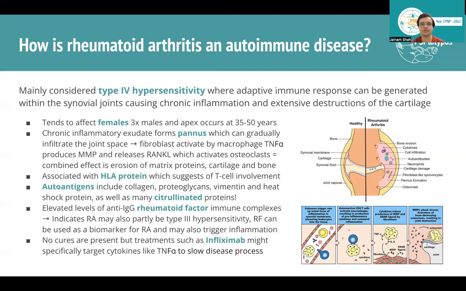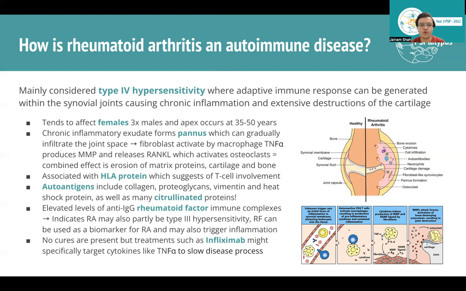It is associated with HLA proteins, as we saw previously. And some of the autoantigens that your body is reacting against include collagen, proteoglycans, vimentin, and heat shock protein. A lot of these are citrullinated, but you have other proteins which also undergo citrullination.